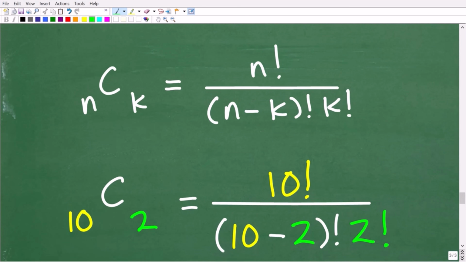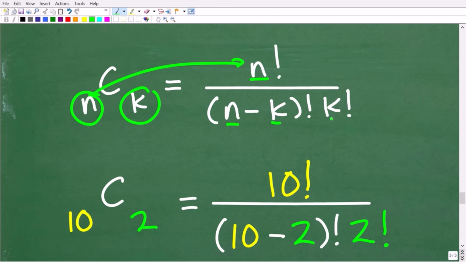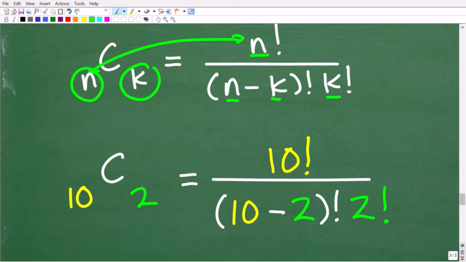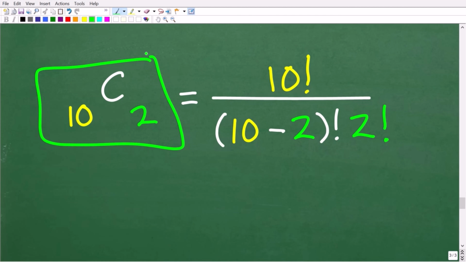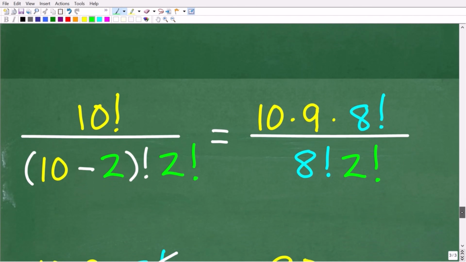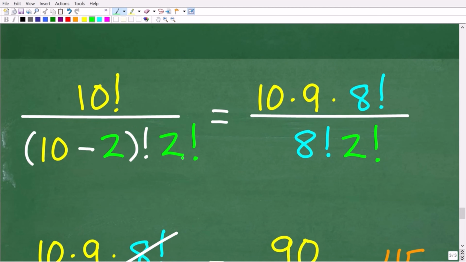So here we go. We have nCk. Again, n is 10, so everywhere we see an n, we're going to plug in a 10. And everywhere we see a k, we'll plug in a 2. Here is that setup right here. This is going to be 10 factorial over (10 minus 2) factorial times 2 factorial. If you have a calculator, by the way, you can plug this in. You have to have at least a scientific calculator, but you do have a function where you can simply plug this in. But the actual math is not that difficult.